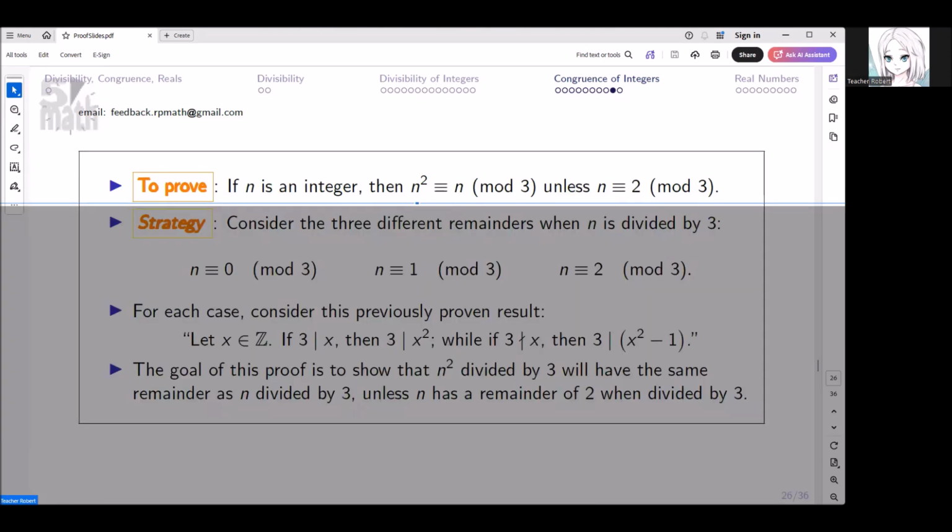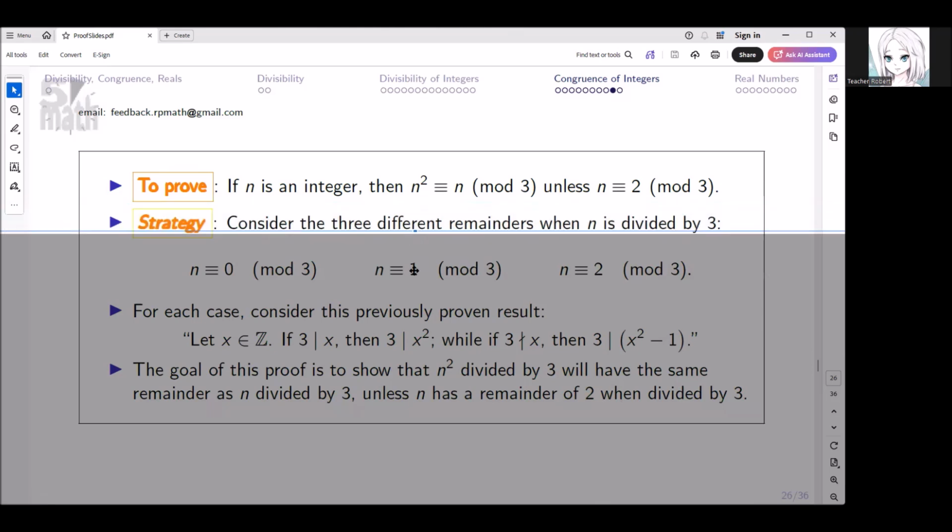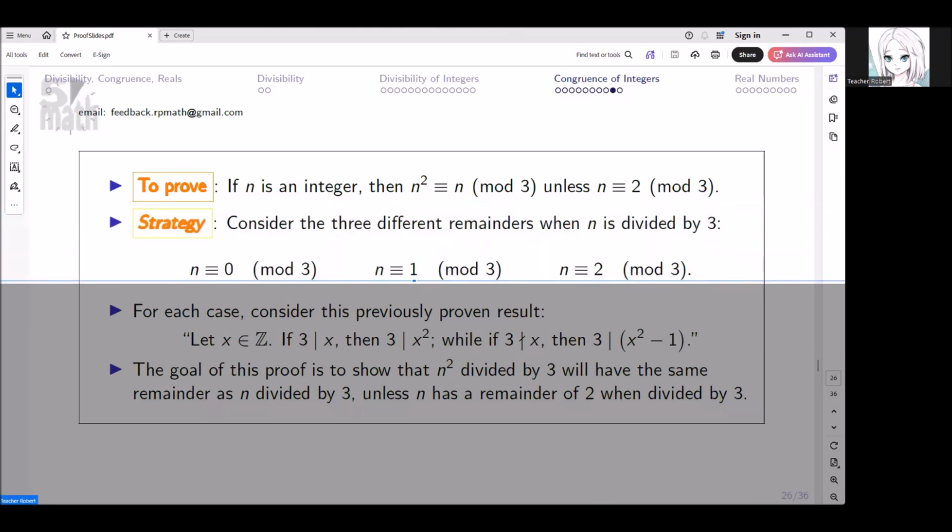To prove: if n is an integer, then n squared is congruent to n mod 3, unless n is congruent to 2 mod 3. Strategy. Consider the three different remainders when n is divided by 3: n congruent to 0 mod 3, n congruent to 1 mod 3, n congruent to 2 mod 3.